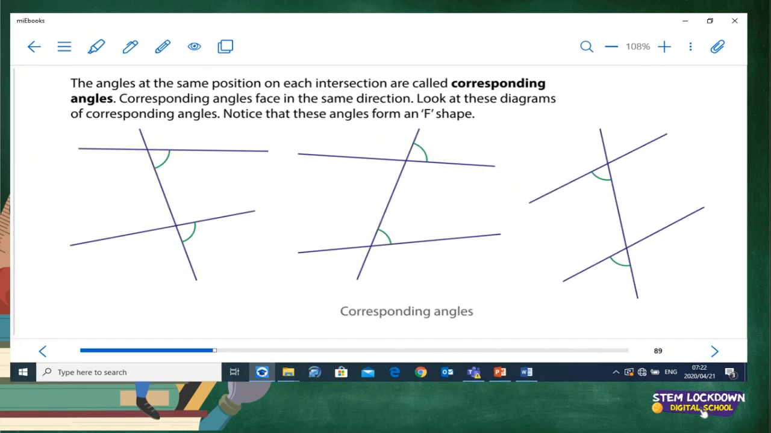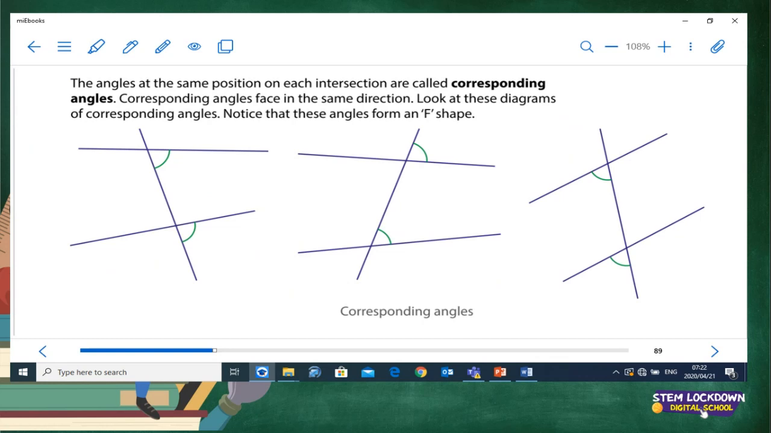And of course, coming back to the corresponding angles, we have seen that the corresponding angles in this case form an F shape. They too will not be equal if the two lines are not parallel. But if the two lines are parallel, then the corresponding angles have to definitely be equal. So that is what we mean when we say the two angles are corresponding angles. And of course, those are the two.